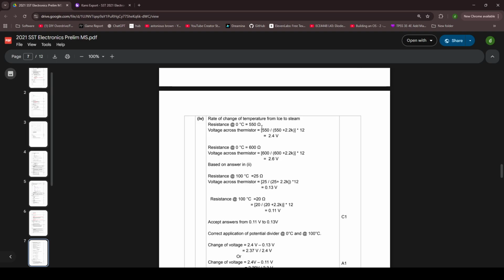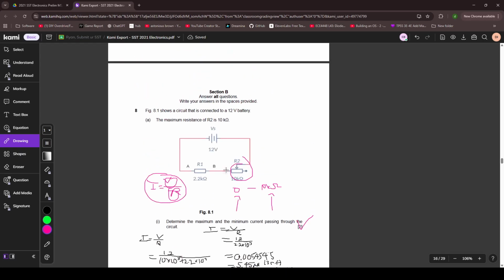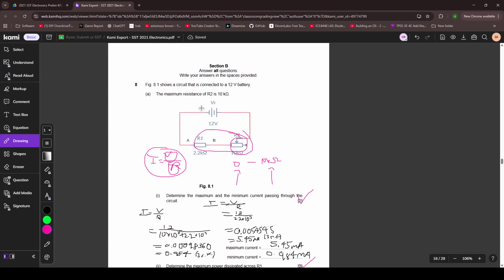Resistance at 0 is 550. Voltage across the thermistor. Oh, they're finding the current. Oh, yeah, okay, so we are referencing this. My doubt was whether we were referencing this. That's why I didn't know the current.